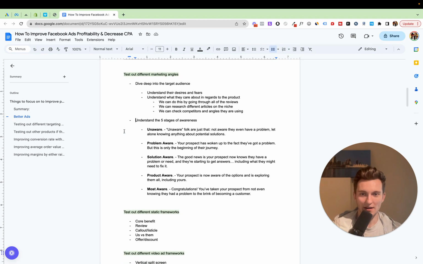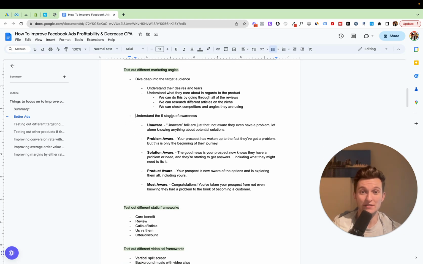Another thing to factor in is really understanding the 5 stages of awareness. This actually came from Eugene Schwartz's book, and basically should always be applied in any sort of marketing. It's almost like the foundational level of understanding where your customers are in the buyer's journey.